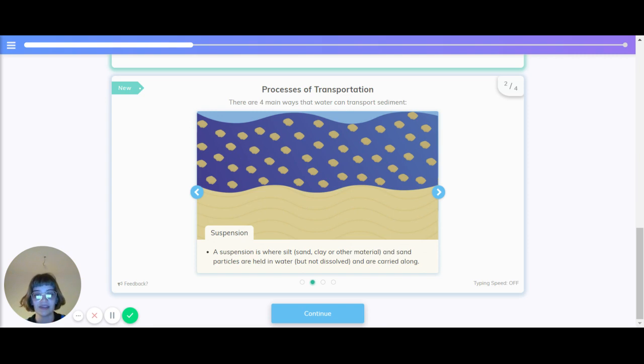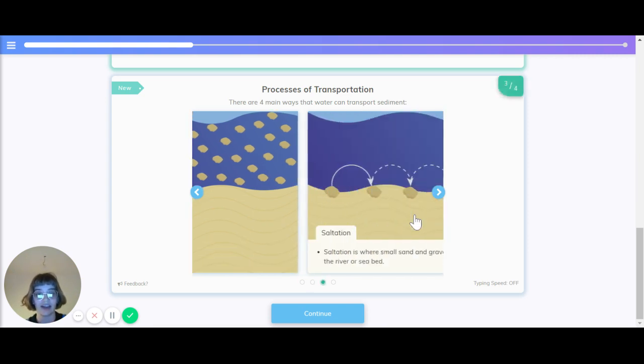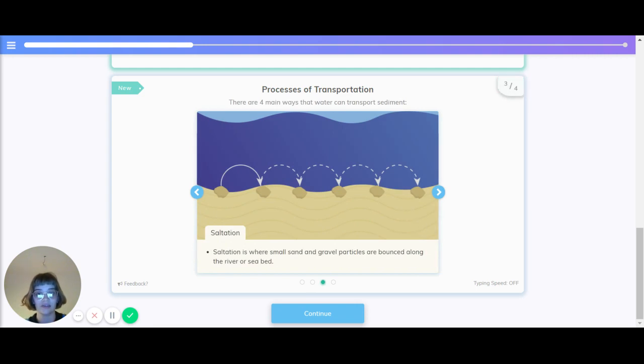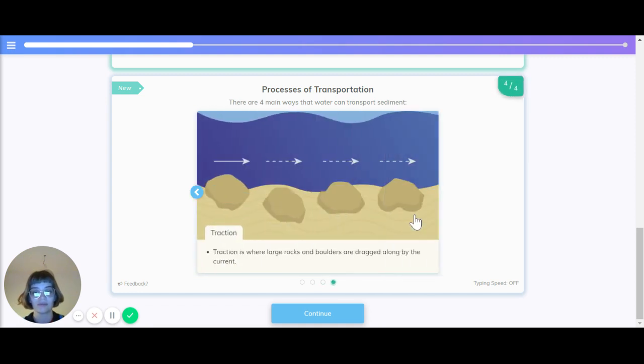Suspension. Suspension is where silt, sand, clay or other material is held in water, but not dissolved, and is carried along. Siltation. Siltation is where small sand and gravel particles are bounced along a river or a seabed. Traction. Traction is where large rocks and boulders are dragged along by the current.